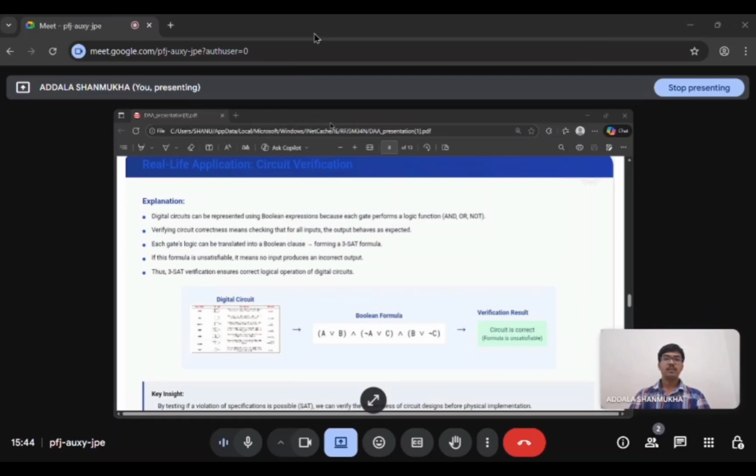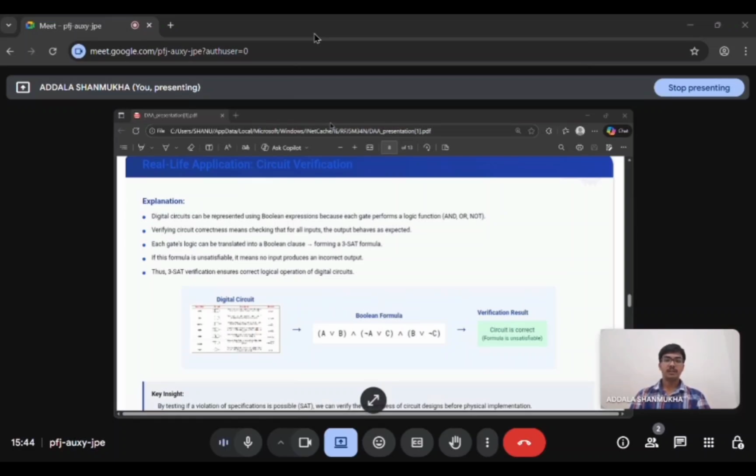We convert each gate into clauses and combine them into a 3-SAT formula. Then we ask the SAT solver, is there any input that makes the circuit give a wrong output? If the formula for wrong behavior is unsatisfiable, then no input can break the circuit. So the design is correct. If it is satisfiable, the solver gives one input example which shows it fails.